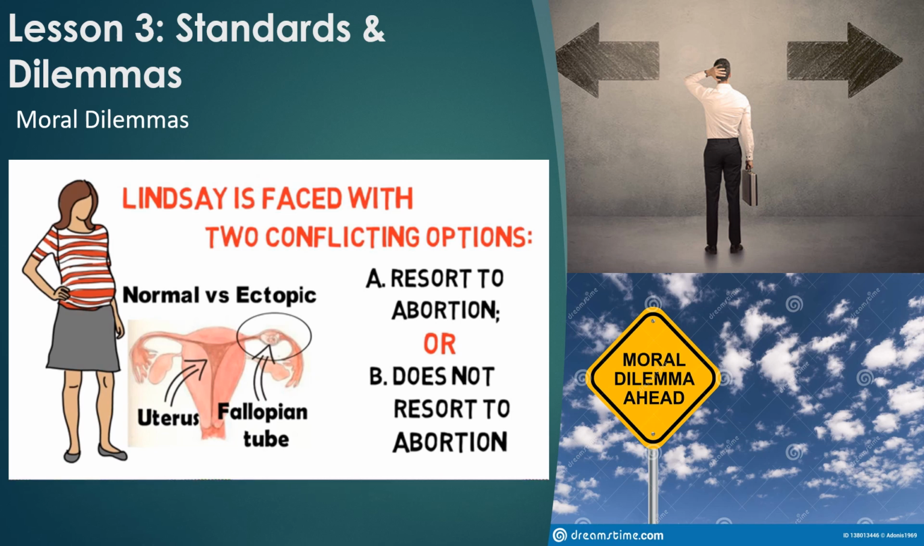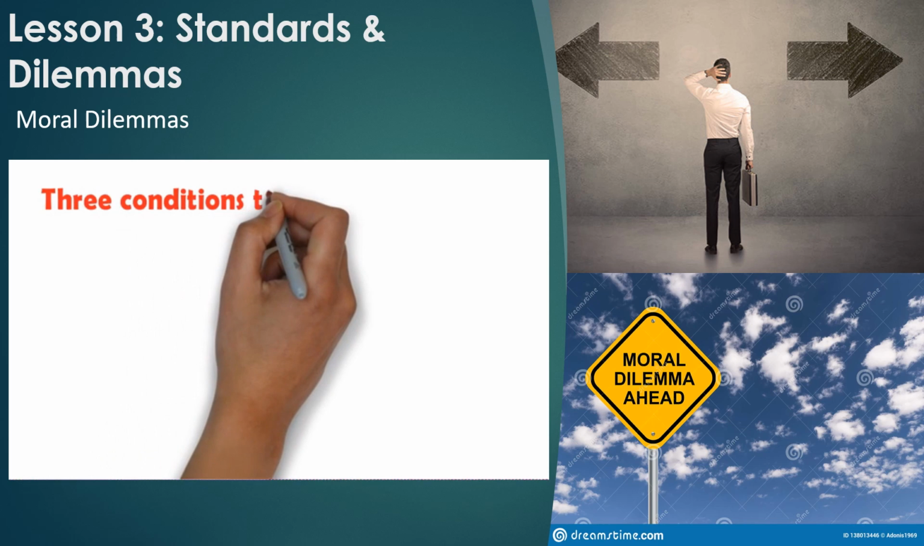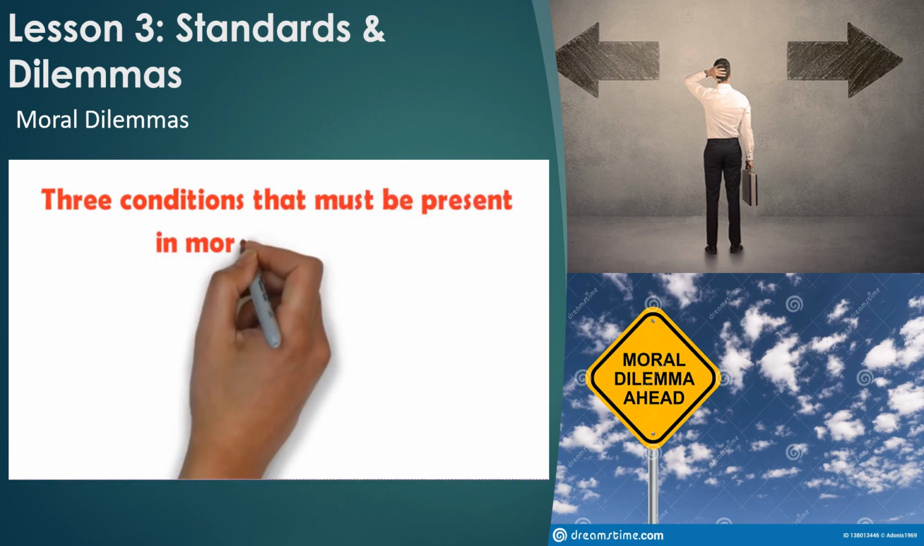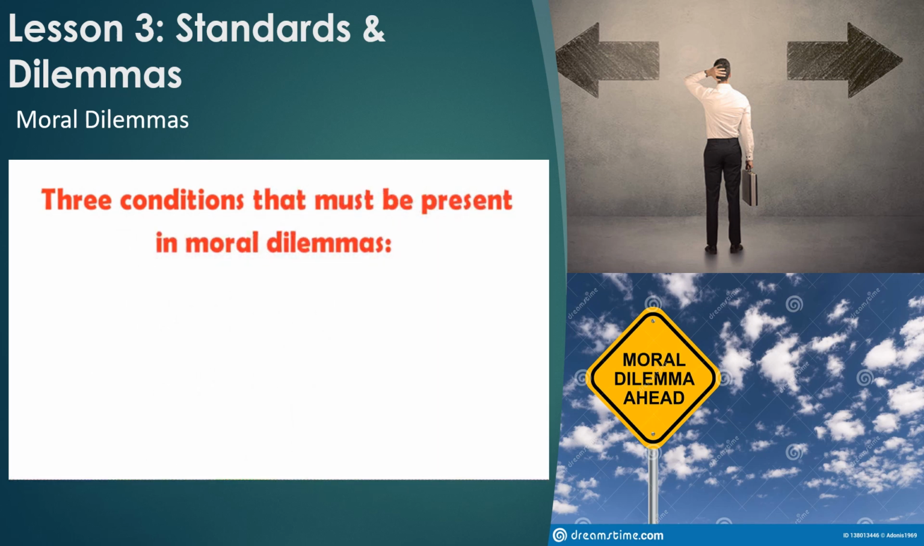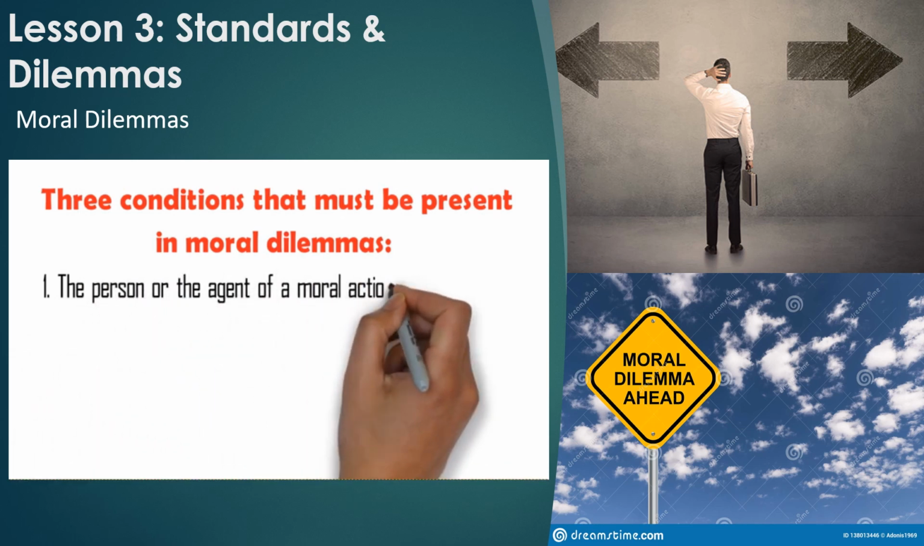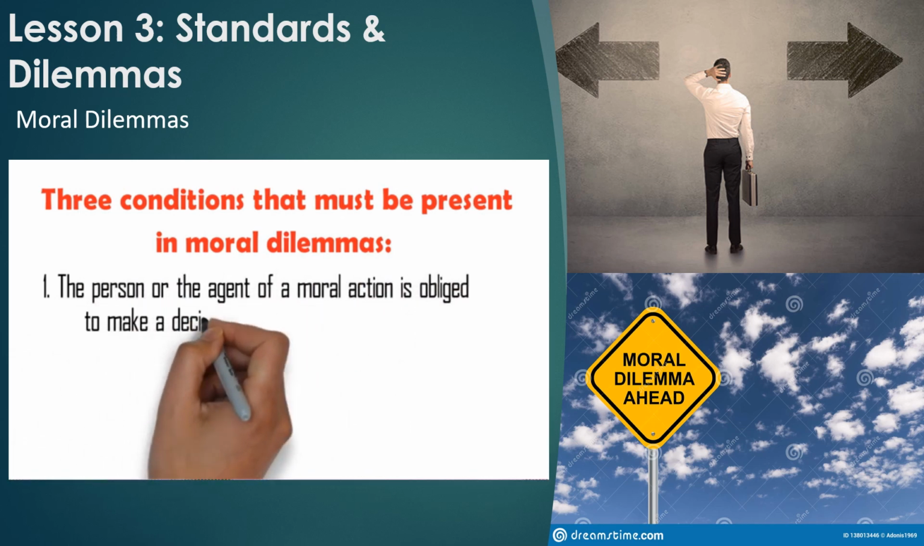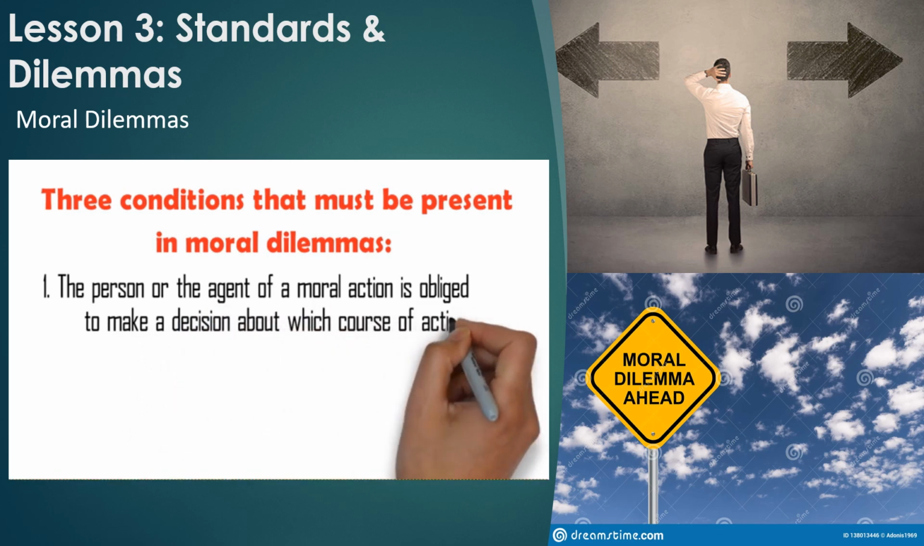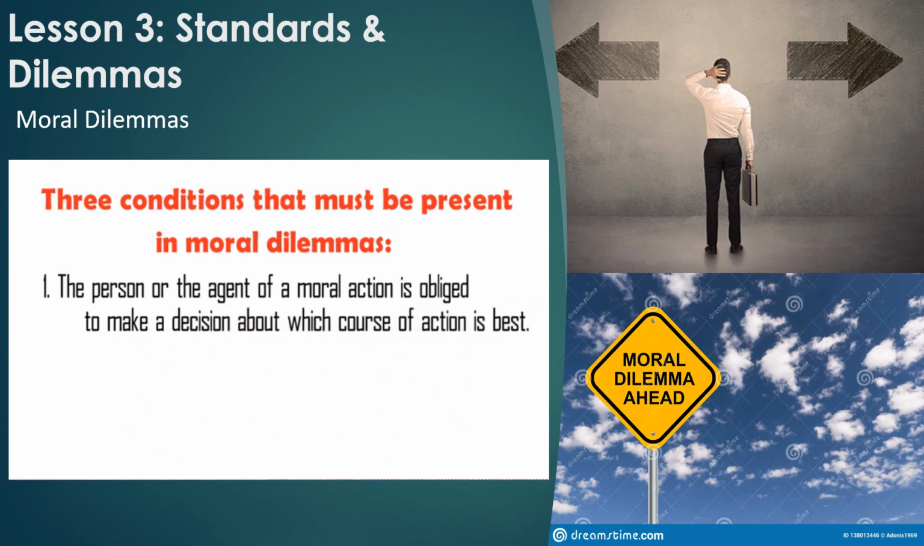According to Karen Allen, there are three conditions that must be present for situations to be considered moral dilemmas. First, the person or the agent of a moral action is obliged to make a decision about which course of action is best. Here, the moral agent must choose the best option and act accordingly. In Lindsay's case, she may opt to abort the fetus as the best course of action.